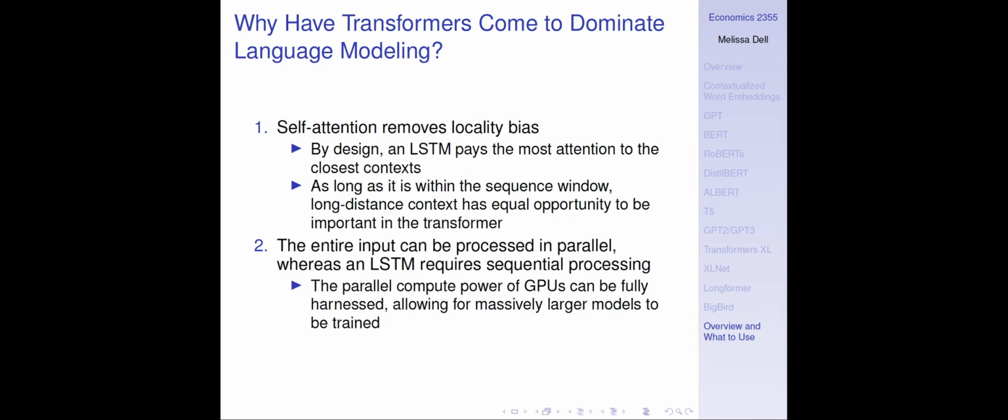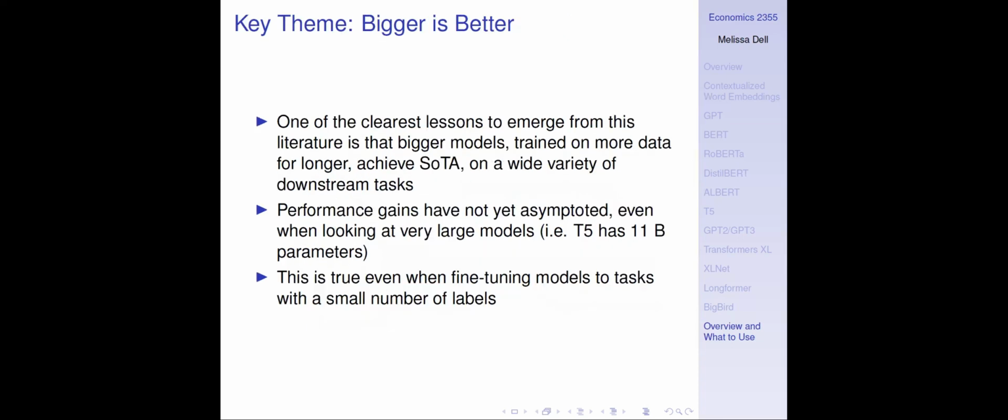And this makes a massive difference because it allows us to harness the parallel computing power of GPUs, which allows for massively larger models to be trained and to be run. And as we have seen, another key theme from this literature is that bigger is better. If there's one thing that comes out of it, it's probably that. We could never have an LSTM model that begins to rival the size of T5, because you can't leverage parallel compute with an LSTM.